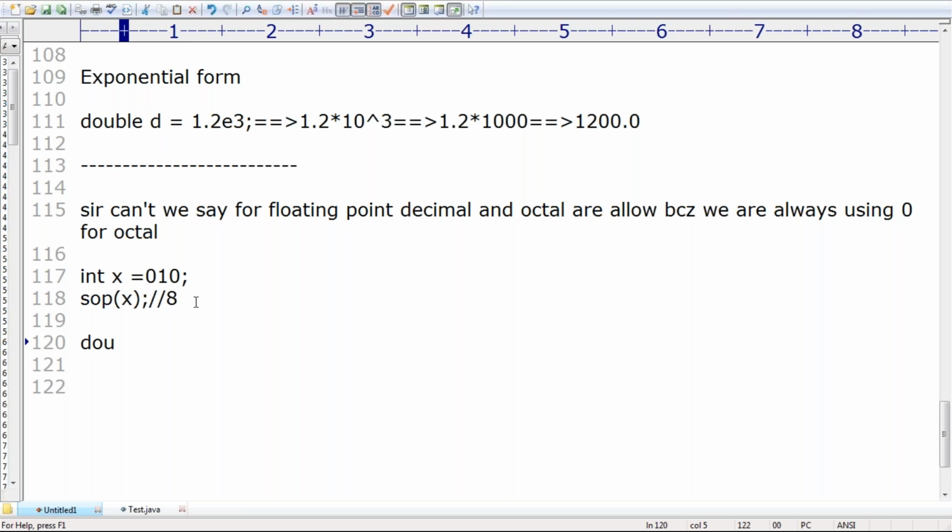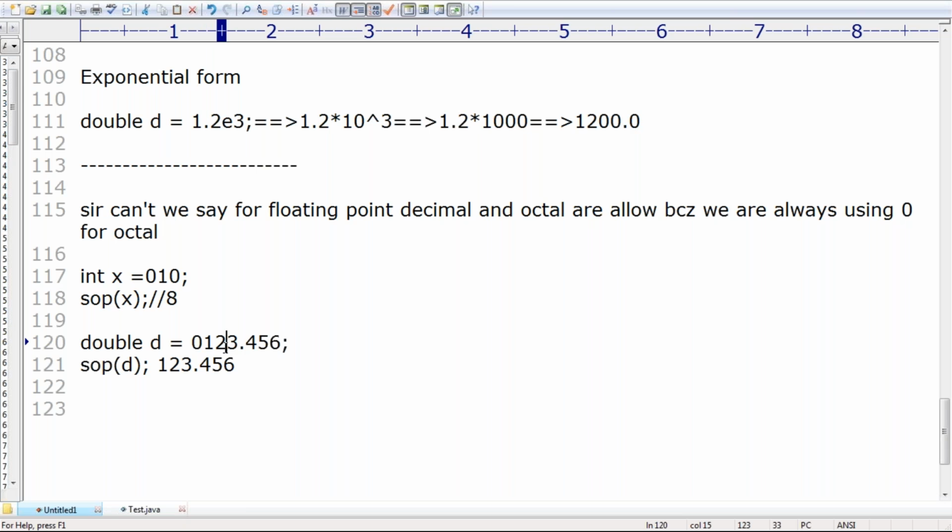Good. Now double d = 0123.456; next, System.out.println(d). If it were really octal, this octal value should be converted into decimal and I should get a different value. But my answer is always 123.456 only, because the JVM never considers this as octal.